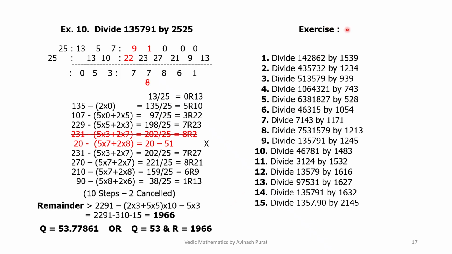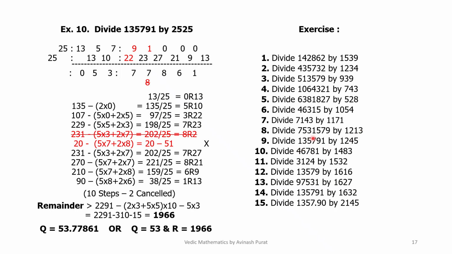Now we go for exercise 1. Divide 142,862 by 1539. Divide 435,732 by 1234. Divide 513,579 by 939. Fourth, divide 1,064,321 by 743. Fifth, divide 6381827 by 528. Sixth, divide 46315 by 1054. Seventh, divide 7143 by 1171.